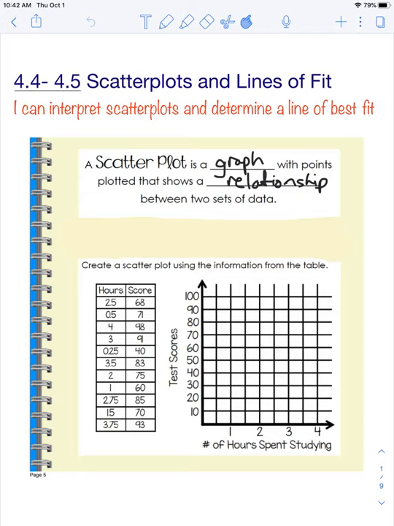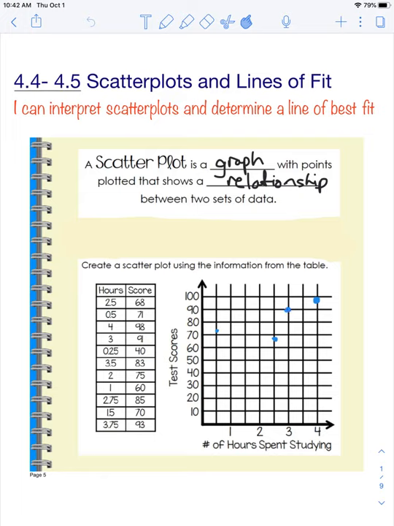Our first data point is 2.5 hours and a score of 68. So we are going to count 2.5 on the x-axis and estimate 68 on the y-axis. It's about right there. All right, next point is 0.5 hours with a score of 71. So 0.5, score of 71. Next one is 4 hours and a score of 98. So if you study for 4 hours, you get a pretty good score. Next one is 3 hours and score of 91. Still pretty darn good.